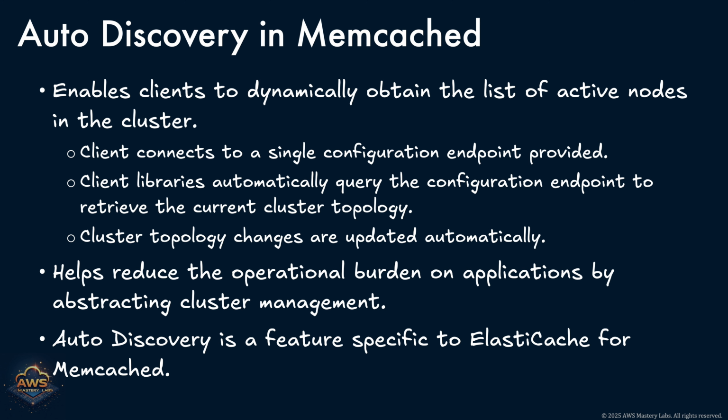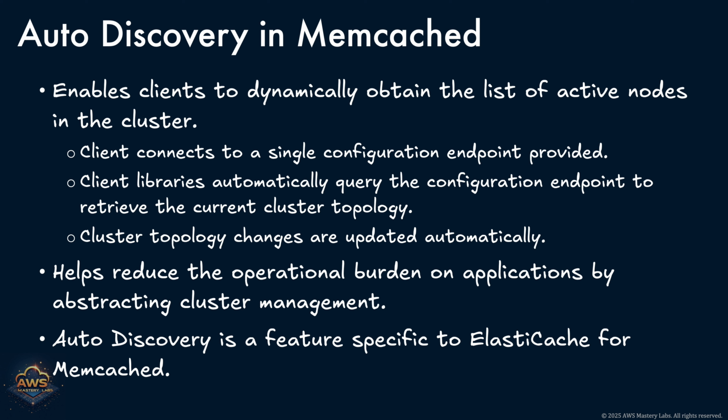Auto-discovery solves this challenge by introducing a dynamic and automated mechanism for maintaining the cache topology on the client side. With auto-discovery, the client connects to a single configuration endpoint provided by ElastiCache. This is not a cache-serving endpoint, but a control plane interface. When contacted, the configuration endpoint returns metadata about the cluster, including the IP addresses and status of all cache nodes. Enhanced Memcached client libraries, such as the ElastiCache Java client, can use this metadata to automatically populate and refresh their internal list of active nodes.